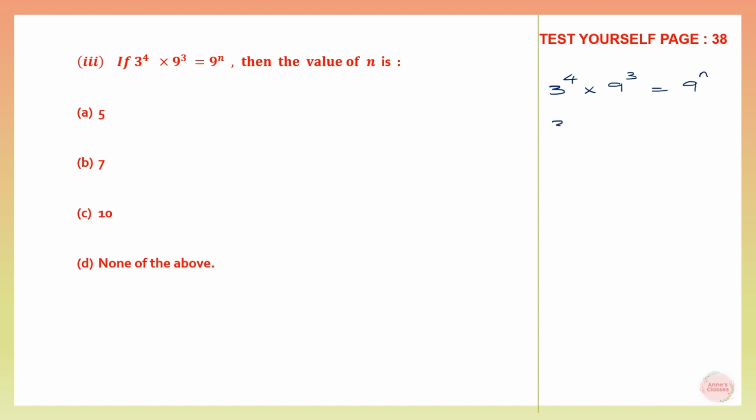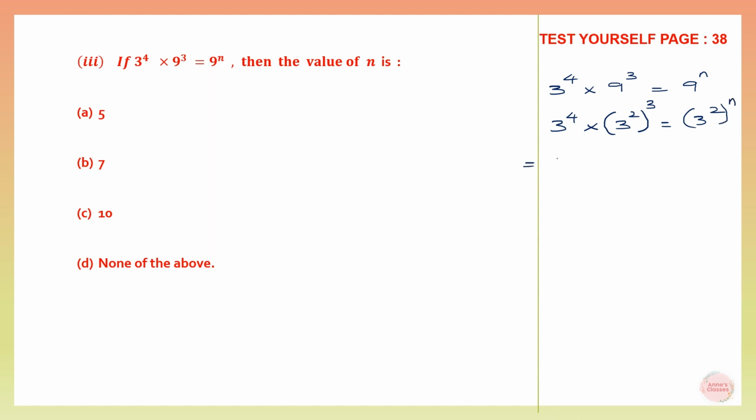So now this will be 3 raised to the power of 4 as it is. Now we can write 9 as 3 square, isn't it? That is 3 into 3 is 9. So instead of writing 9, we can write 3 square and this whole thing is raised to the power of 3. So that is 9 raised to the power of 3. Similarly here also, instead of 9, we can say 3 raised to the power of 2. 3 3s are 9 and that is raised to the power of n.